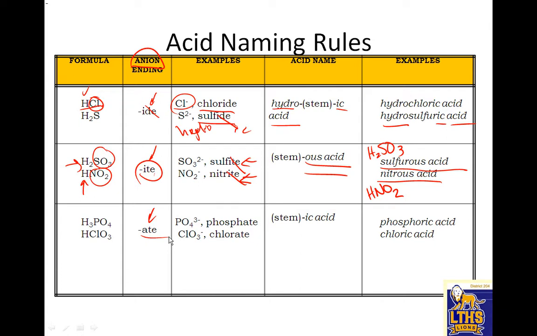All right. Well, if the original ion ended in ate, you drop the ate and you just add ic acid, no prefix on this one, okay? So phosphate becomes phosphoric acid. Now you had to put the little or in to make it sound good. Phosphoric acid. And then chlorate becomes chloric acid. No hydro on these because they are ate, all right?